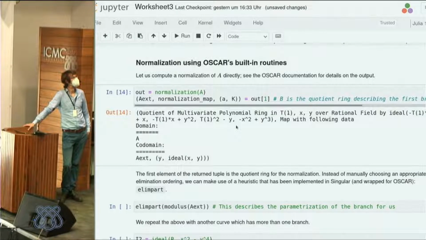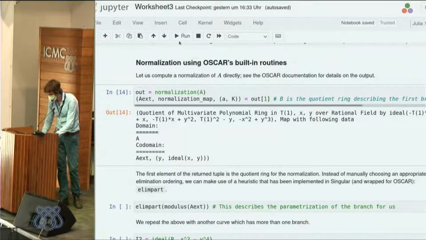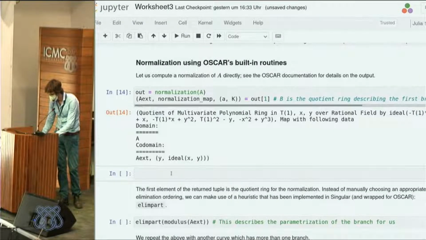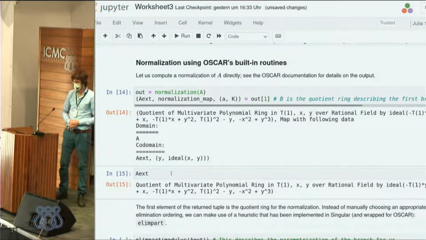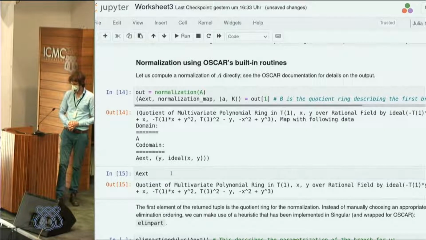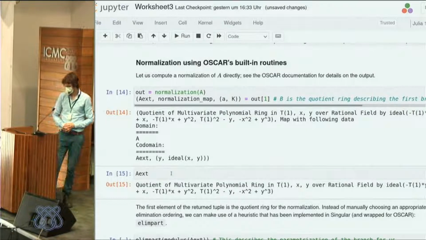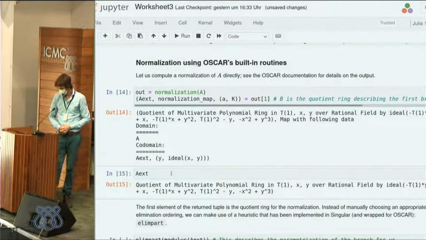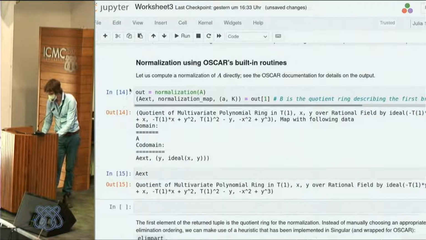So actually, we computed on the slides a polynomial ring modulo some ideal, and what we have here is just this multivariate polynomial ring in the new variables t and the old variables x and y. Over the original ground field, we have the ideal generated by the generators that we collected from the product and the syzygy part. And of course, we have a map being the inclusion map of A into its integral closure.